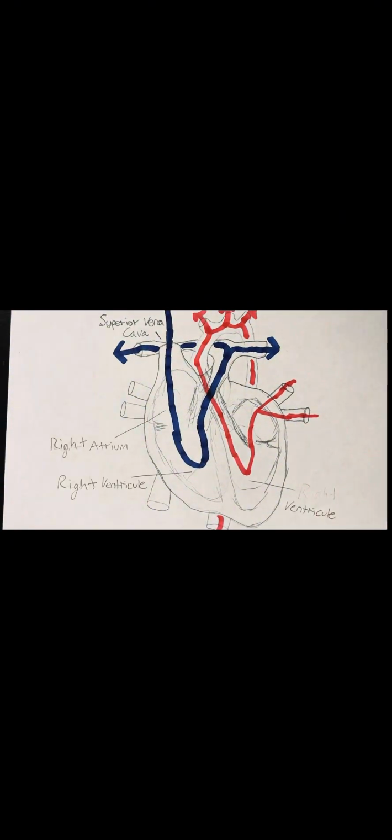As you can see here, the deoxygenated blood goes through the right atrium and the right ventricle in order to go through the pulmonary artery, and the oxygenated blood goes through the left atrium and left ventricle in order to go to the aorta. Here is an extraordinarily perfect representation of all the parts of the heart.